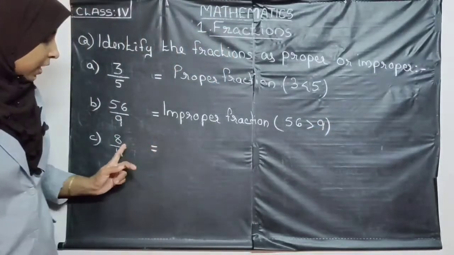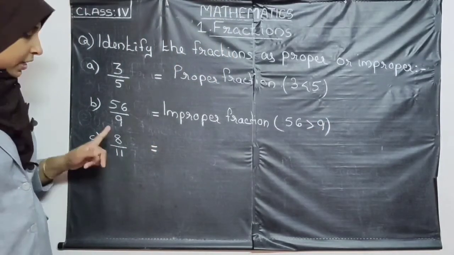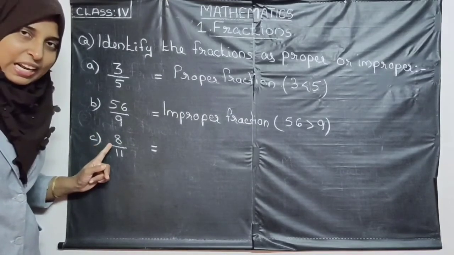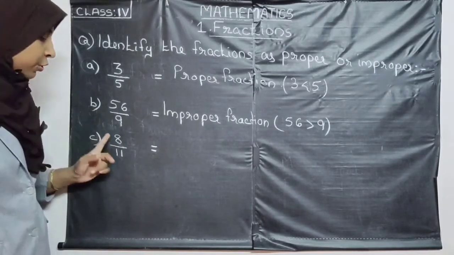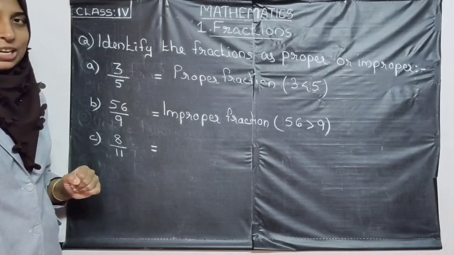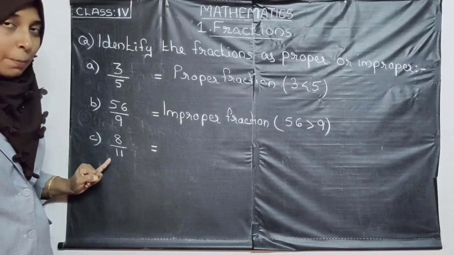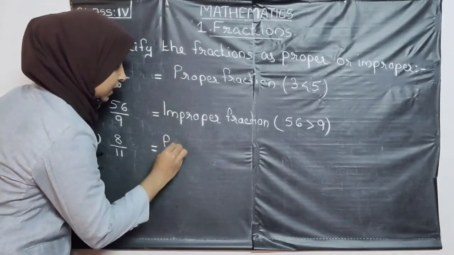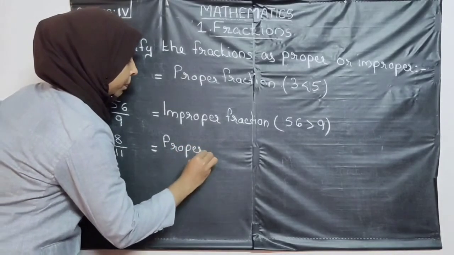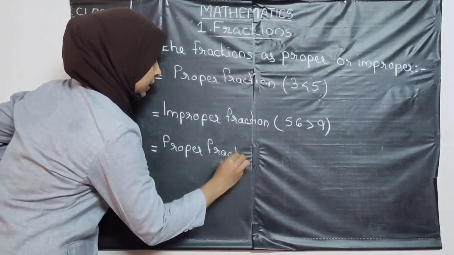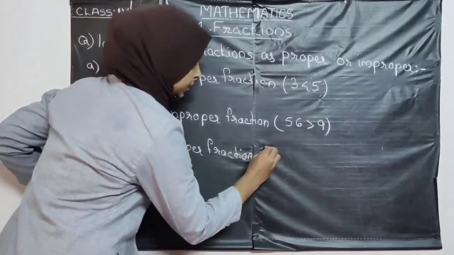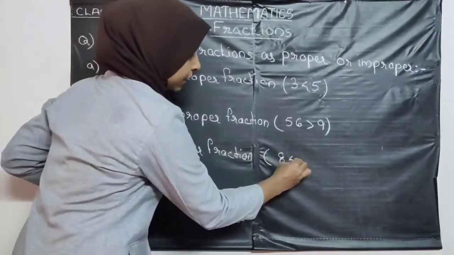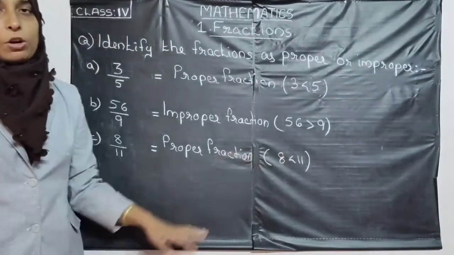Okay children, next, the last one, 8 by 11. Here the numerator is 8 and the denominator is 11. And we know that 8 is less than 11. So the numerator is less than the denominator. Is it a proper or improper fraction? It is a proper fraction. This is a proper fraction because 8 is less than 11, the numerator is less than the denominator.